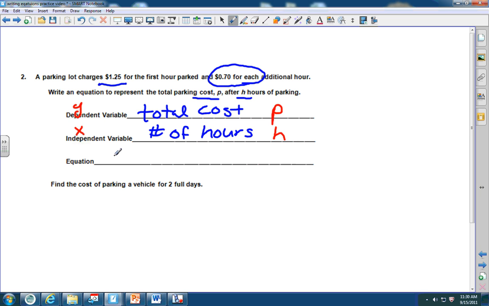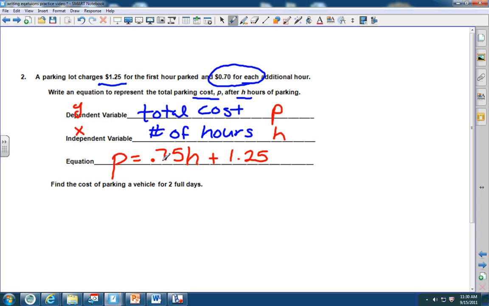All right, so total cost, P, equals 70 cents for each hour. I need to write an H. Plus 1.25. You got to be careful when you write it like this because of what we're going to do in just a second.